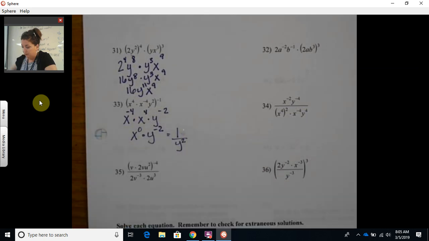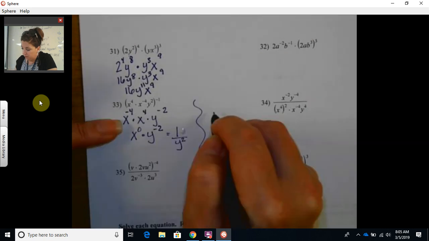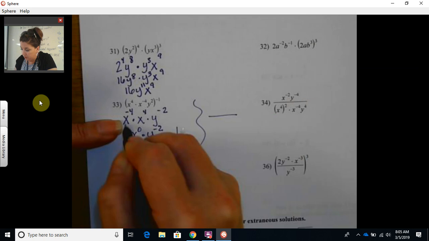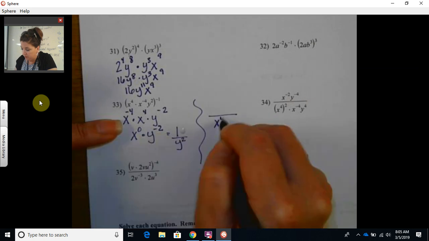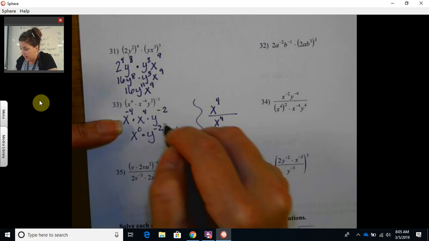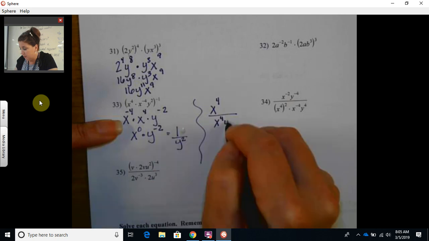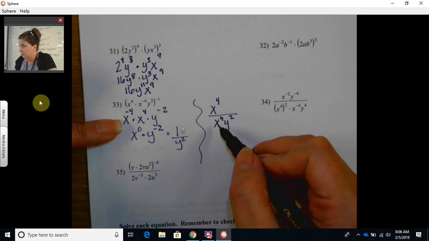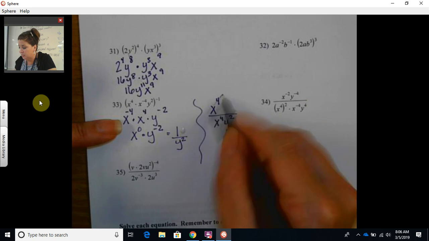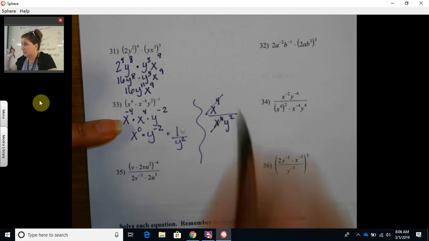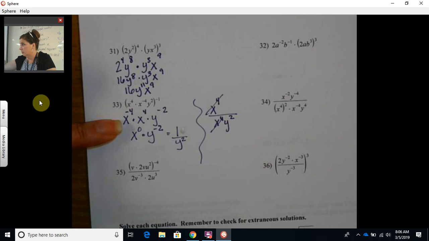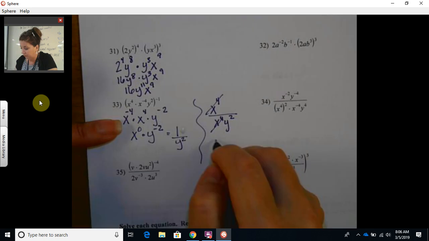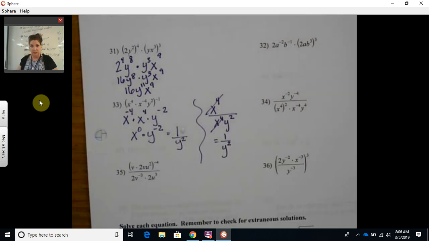Now, if I would have dropped this down to the denominator, say I said, okay, well, this x to the 4th is going to go to the denominator. This x to the 4th will stay in the numerator. And y to the negative 2 will go to the denominator. Well, I've got x's in the top and x's in the bottom, right? What's x to the 4th divided by x to the 4th? 1. So they end up canceling. Or you could say x to the 4 minus 4 is x to the 0. You get 1 either way. So either way you do that, you still end up with the same answer.